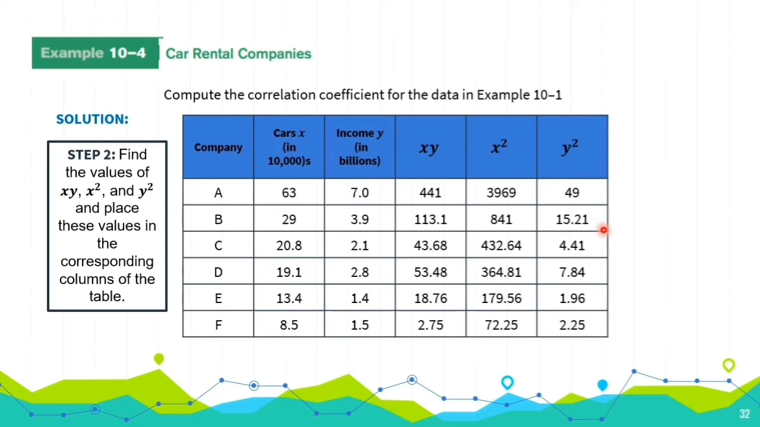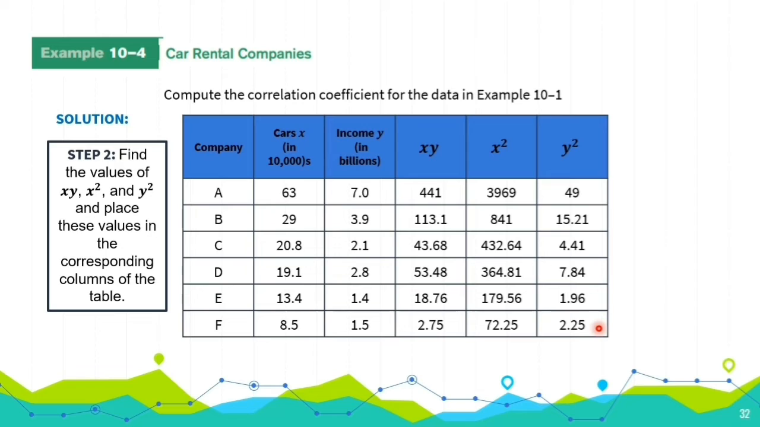3.9 squared is equal to 15.21. 2.1 squared is equal to 4.41. 2.8 squared is equal to 7.84. 1.4 squared is equal to 1.96. And 1.5 squared is equal to 2.25. And we complete the table.